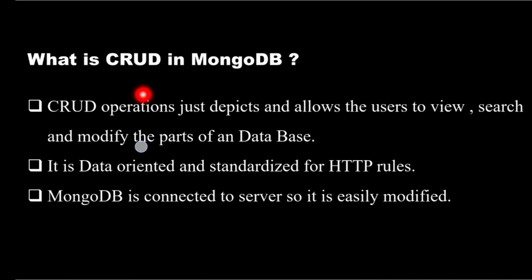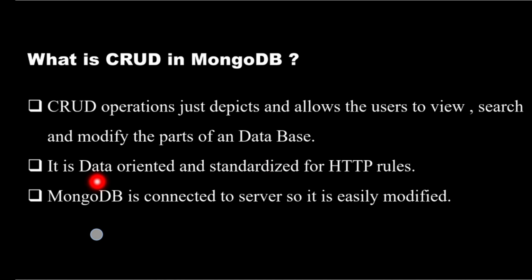First of all, whenever we hear the word CRUD in MongoDB, what do we mean by CRUD in MongoDB? CRUD is a kind of operation that allows users to view, search, and modify parts of the database. Even if there is one database, on that database we need to edit, delete, and add some documents. For this kind of activity, the operation called CRUD is used.